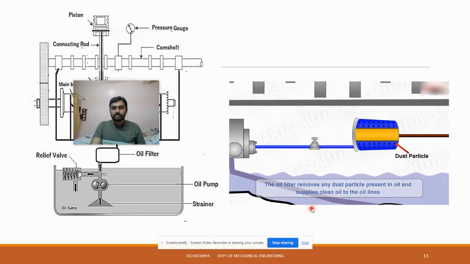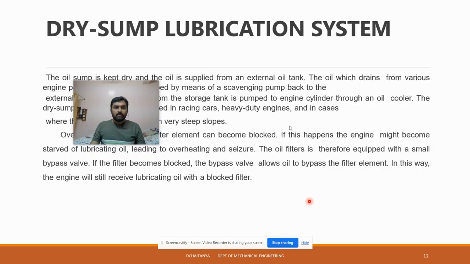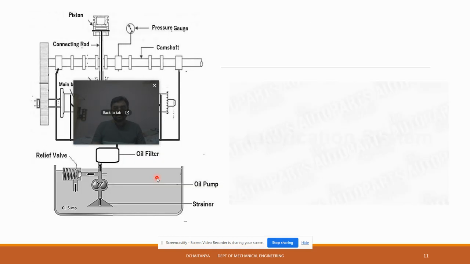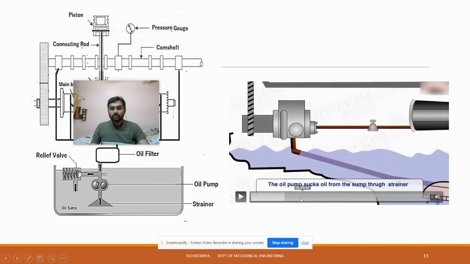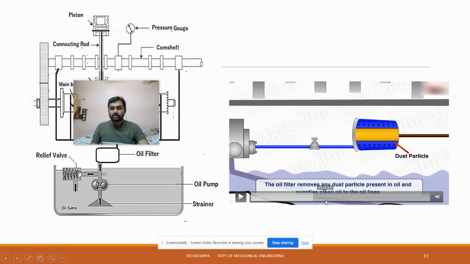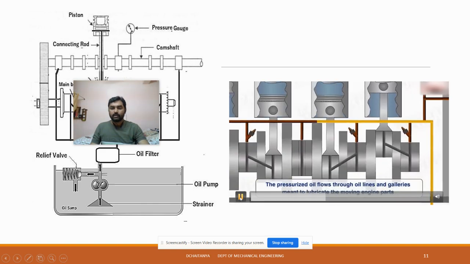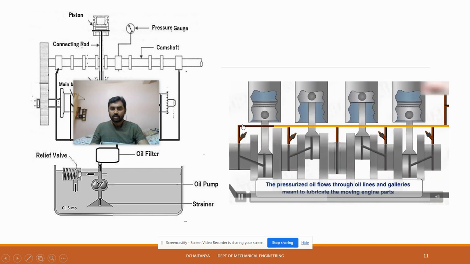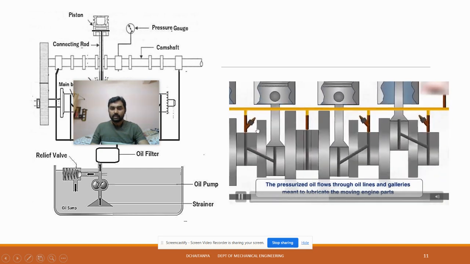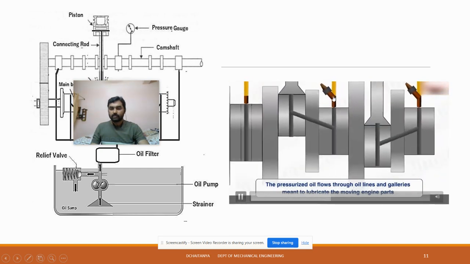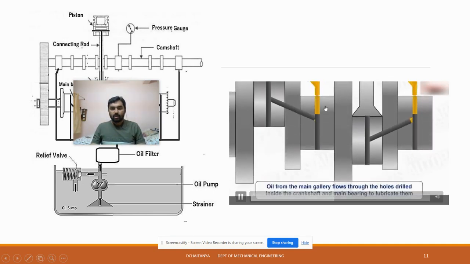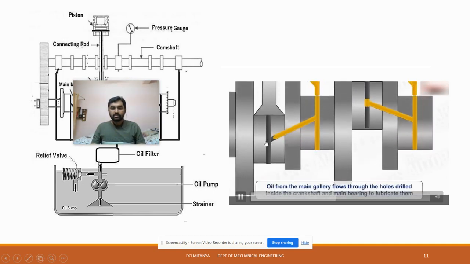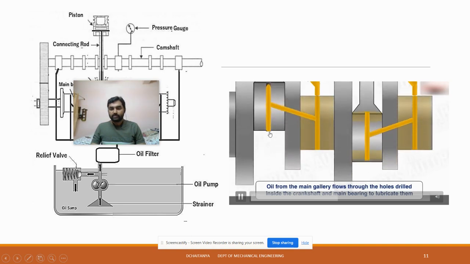So the next one is, okay, after that it will be allowed to all channels. See the yellow color one, and you can see the nozzles will be used to splash like a jet to all the parts. So these are the intricate channels.